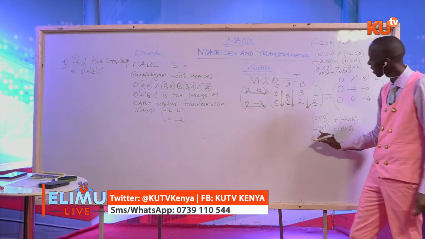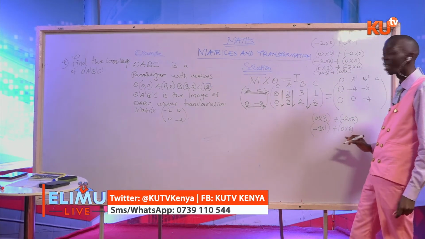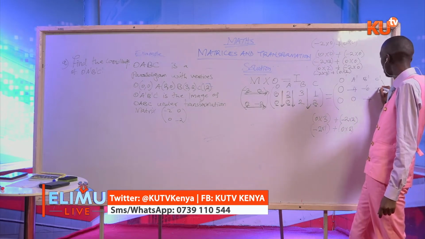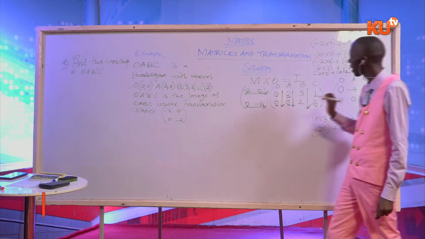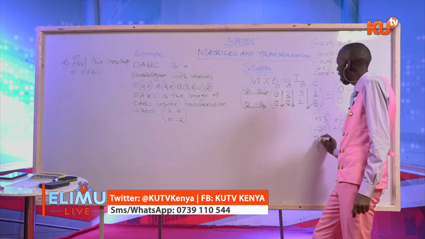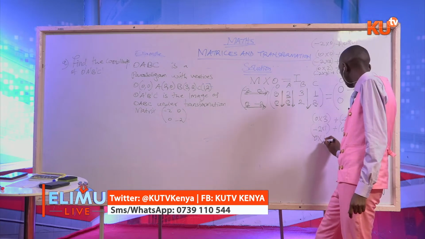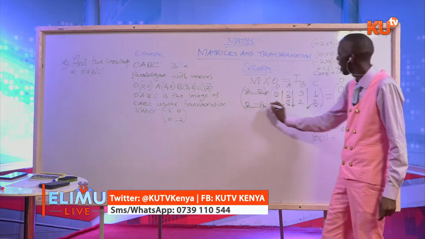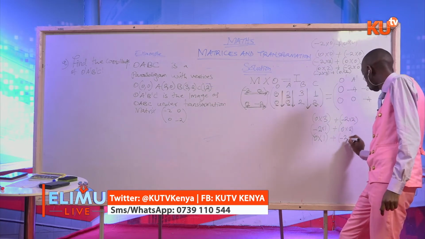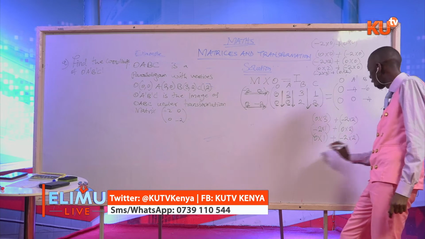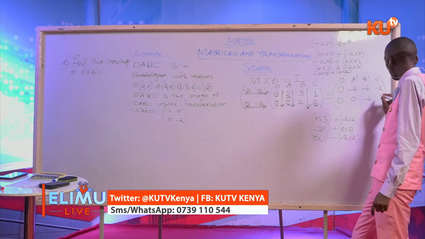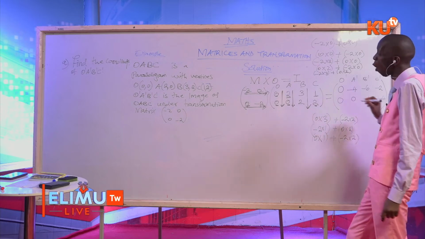That will give us negative 2 times 1, which is negative 2, plus 0, that is negative 2. We move on to the second row. 0 times 1 plus negative 2 times 2. Negative 2 times 2 will give us 0 plus negative 4, which is negative 4.